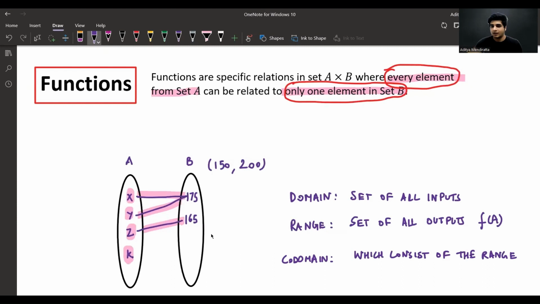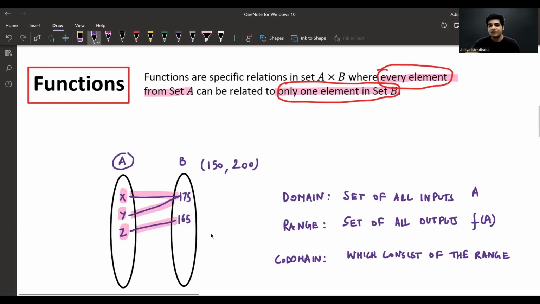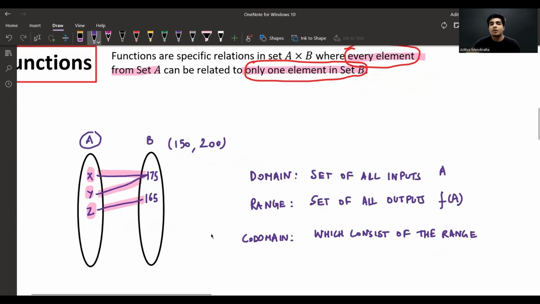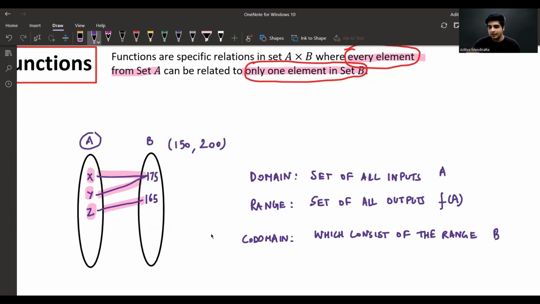Over here, A is the domain. So the range set can be represented as f of A, considering this function to be f. Now, what is a codomain? Codomain is nothing but B. But what do we have to understand? This range set, that is f of A, is contained in B.